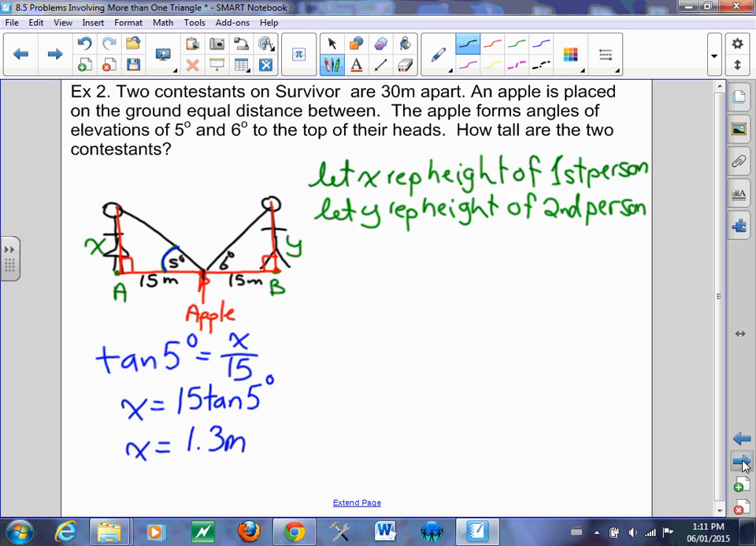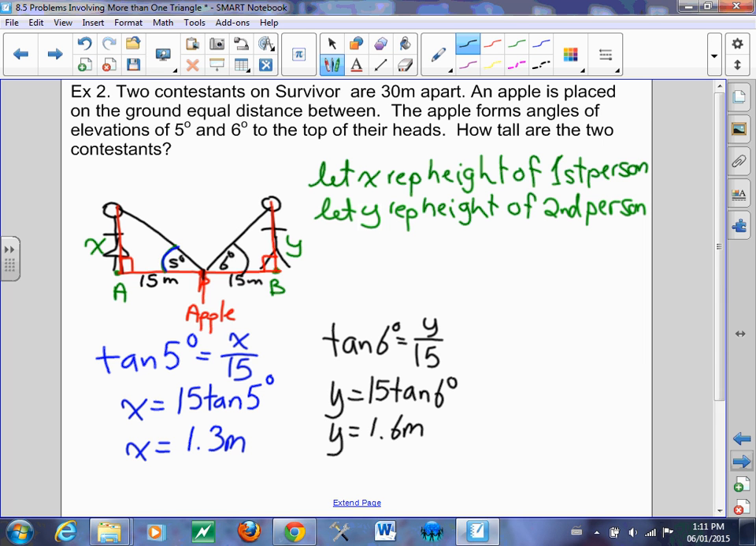So to do y, again, you've got an angle of reference of 6 degrees. And what two sides do we have? Opposite and adjacent. So again, it's tangent ratio. So we're going to go the tan of 6 degrees equals the opposite, which is y, over the adjacent, which is 15. Y equals 15 tan 6 degrees. You need to show that step. And y equals 1.6 meters.